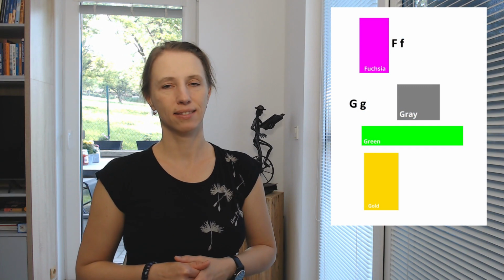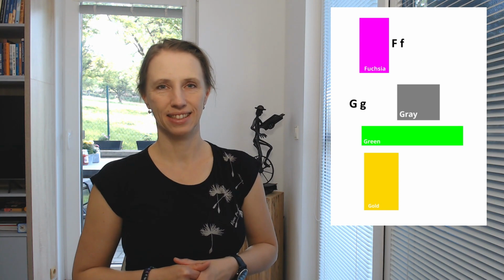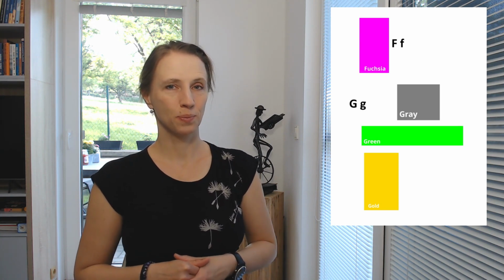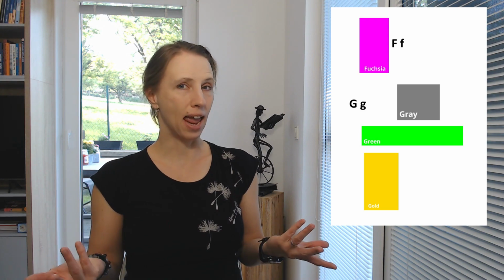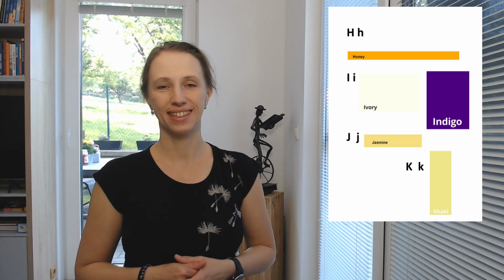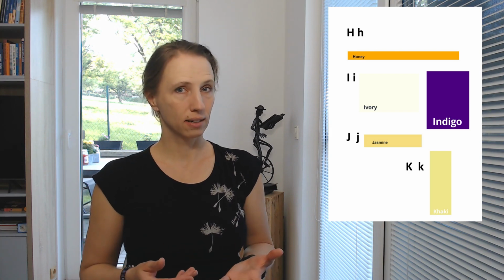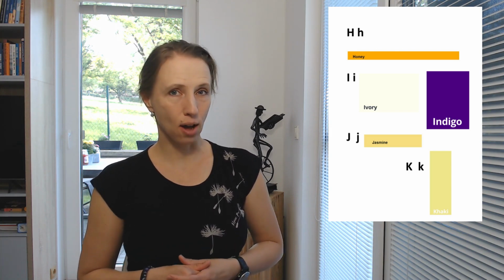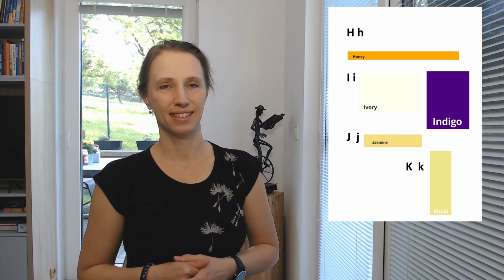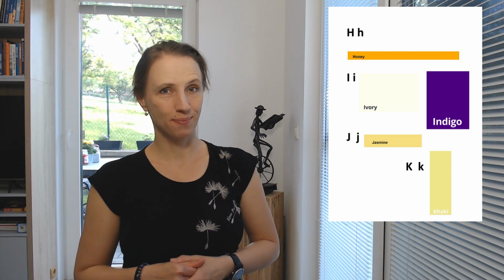F: fuchsia. G, for green, gray, or gold. H: honey. I: ivory, indigo. J: jasmine.